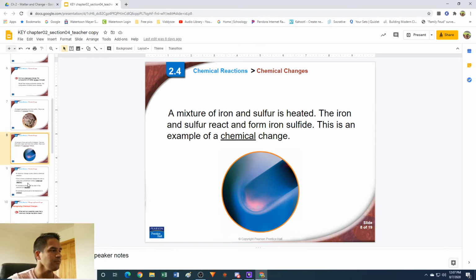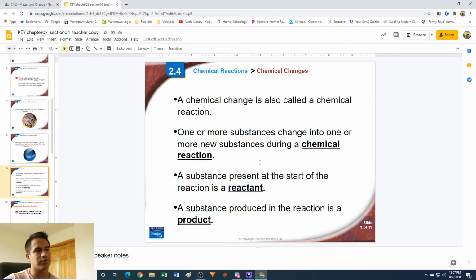Okay. All right. So chemical change is also what we call a chemical reaction. It's just a different word for the same thing. So when one or more substances change into one or more new substances, we call this a chemical reaction. And there are two primary words that we use when we talk about chemical changes and chemical reactions, and that is reactants and products. Okay. Reactants are the materials that you start with, and products are materials that you end with after the reaction has taken place.